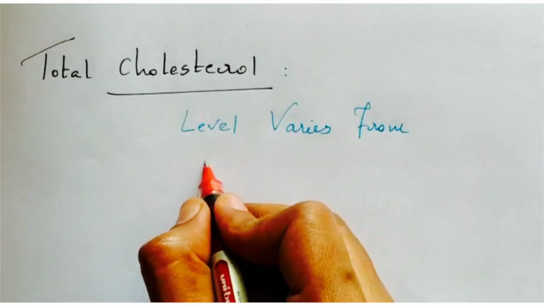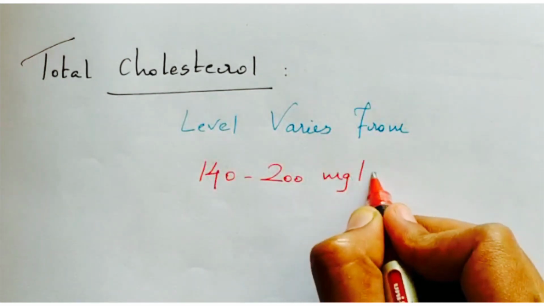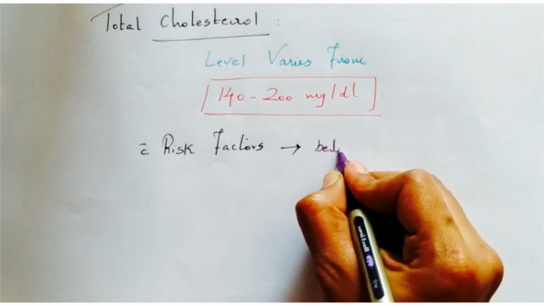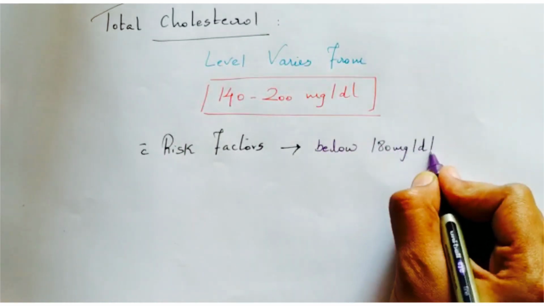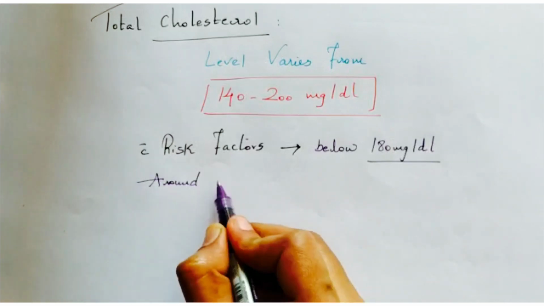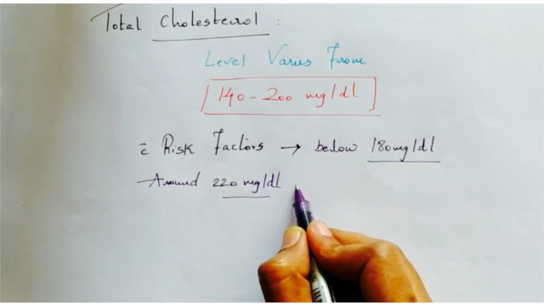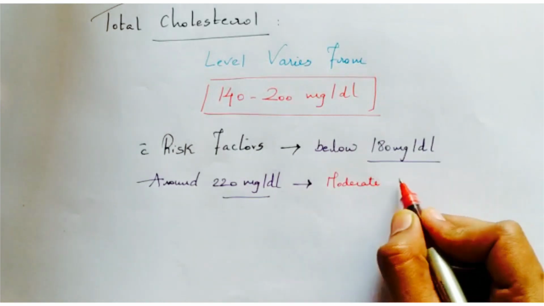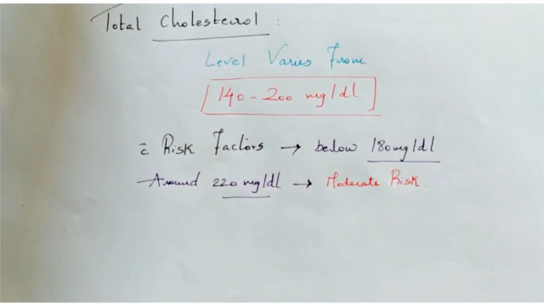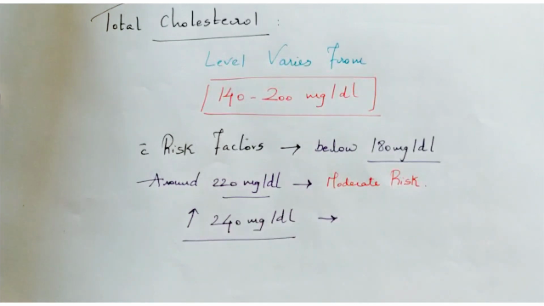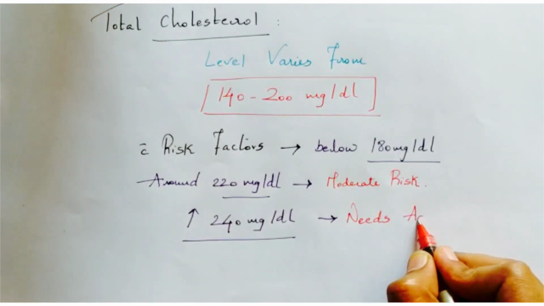So what is the normal range of total cholesterol level? It varies from 140 to 200 mg per dl. In individuals with any other risk factors, the level should be maintained below 180. Around 220 mg per dl is considered as moderate risk, whereas above 240 mg per dl needs active treatment.